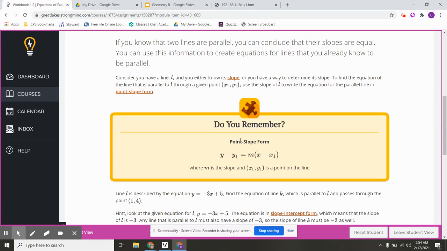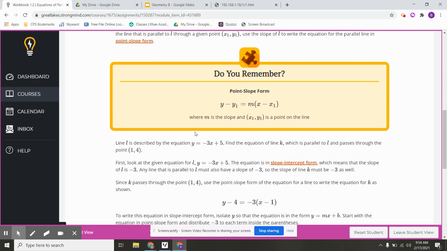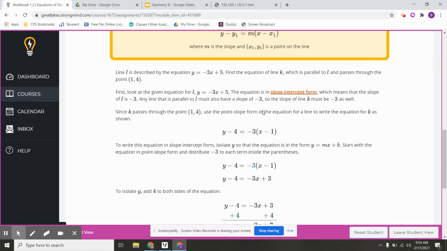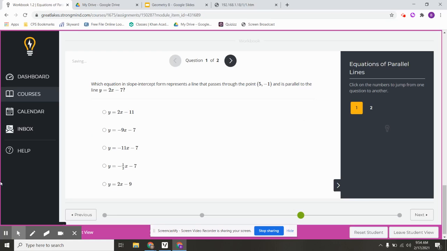Okay, this is lesson 1.2, and it is similar to the last one, except for now we're dealing with just the equations. So notice right here, it has the equation right here. This is the point slope form, which is a very handy equation. I personally don't use it very often. I'll show you what I use when I do stuff like this. So this is what I do.